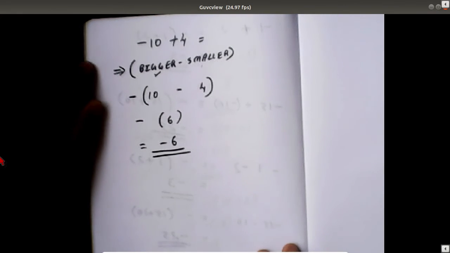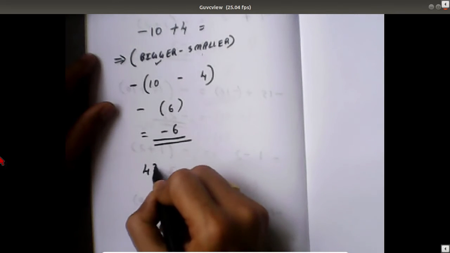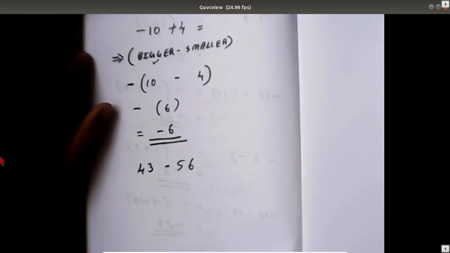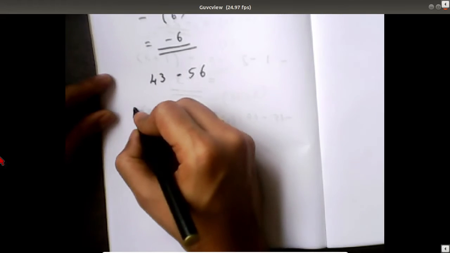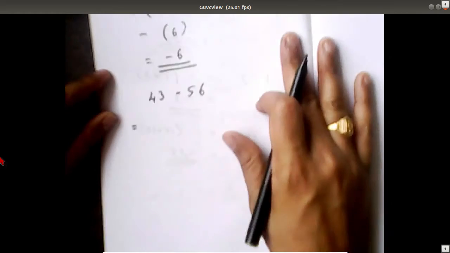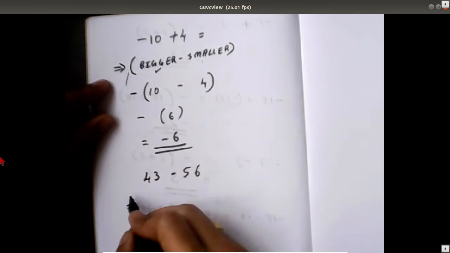Now let's look at another example. 43 minus 56. Now let's see how to solve this. The way to solve this is the following. Again, remember this rule. Take the smaller number, subtract it from the bigger number.